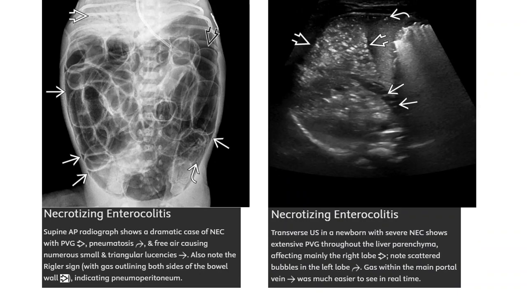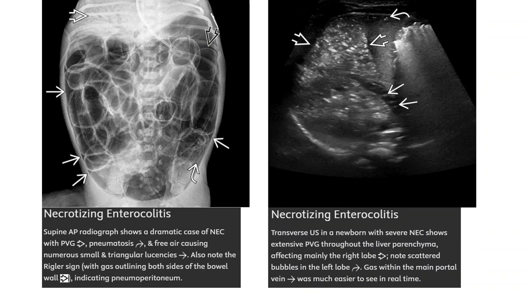AP radiograph shows a dramatic case of NEC with portal gas, pneumatosis, and perforation causing a triangular lucency. Also note the Rigler signs indicating pneumoperitoneum.